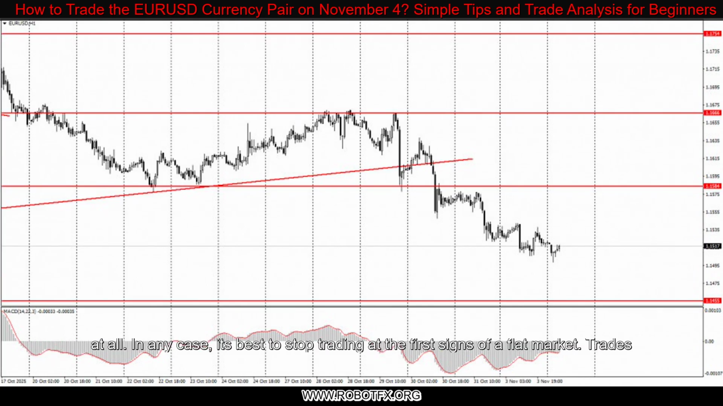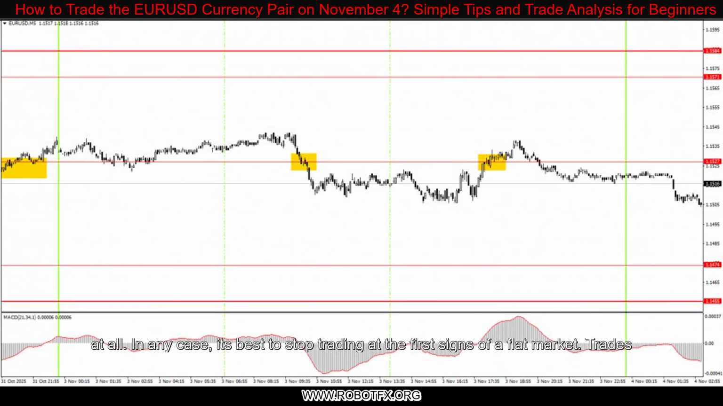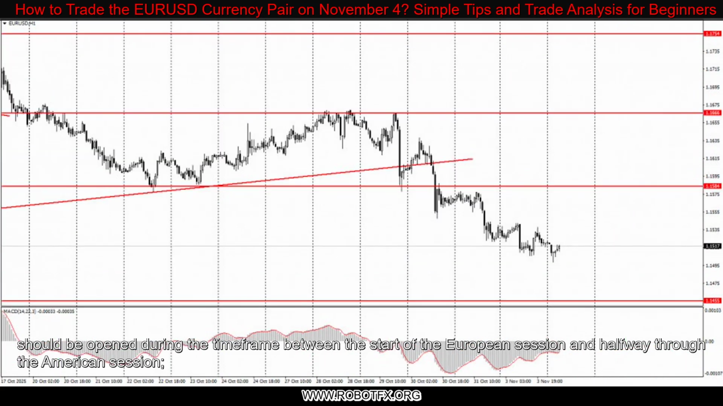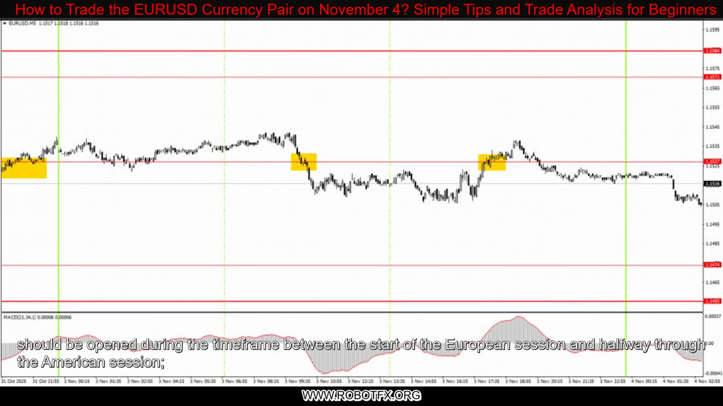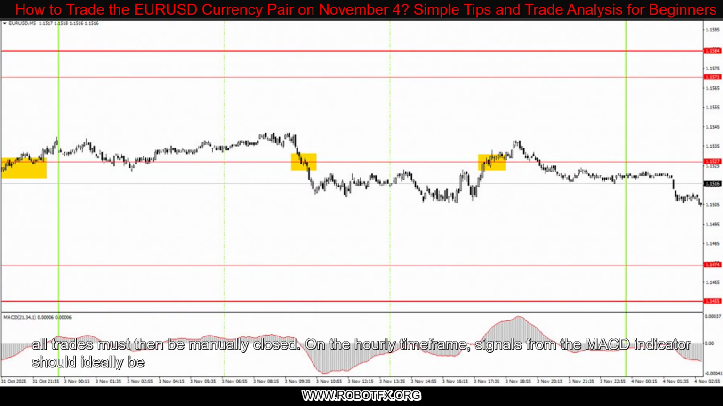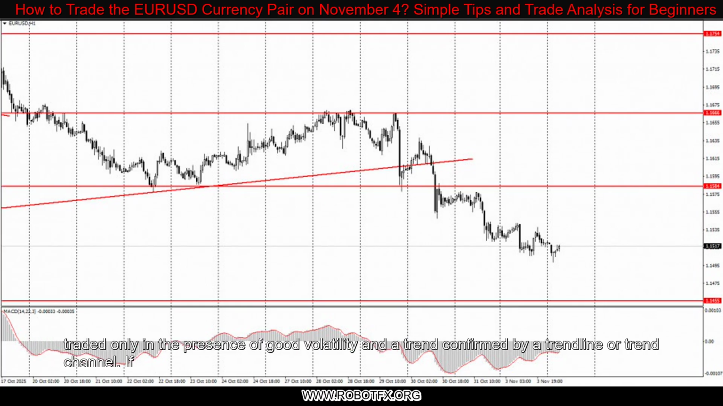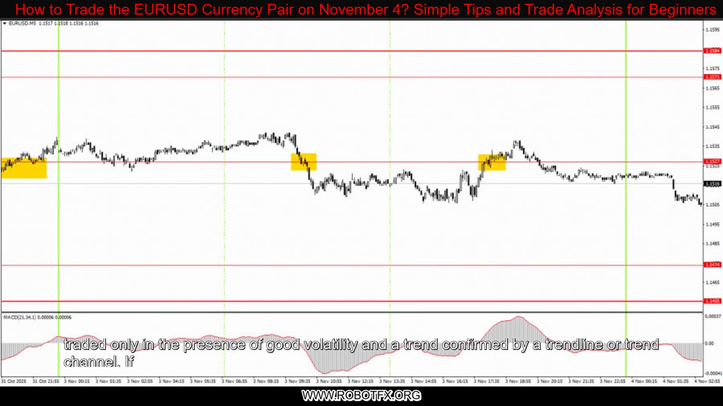Trades should be open during the time frame between the start of the European session and halfway through the American session. All trades must then be manually closed. On the hourly time frame, signals from the MACD indicator should ideally be traded only in the presence of good volatility and a trend confirmed by a trend line or trend channel. If two levels are too close to each other, between 5 and 20 pips, they should be treated as a support or resistance area. After the price moves 15 pips in the right direction, a stop loss should be set to break even.